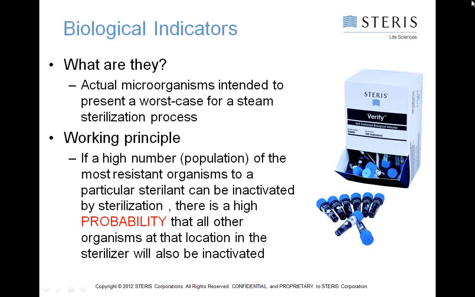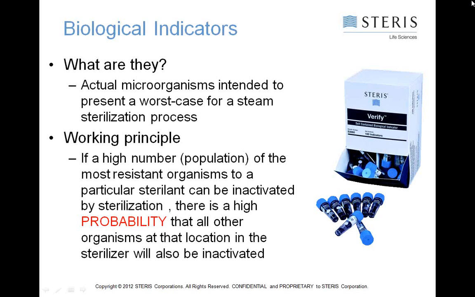BIs come in many different shapes and sizes. I've listed some of the more common formats on the slide. The most common substrate is a strip, usually made out of filter paper. In a lot of cases, it's packaged in a glassine envelope. Another format is a disc. These are small round pieces of filter paper, which are used in areas where a normal strip cannot fit.